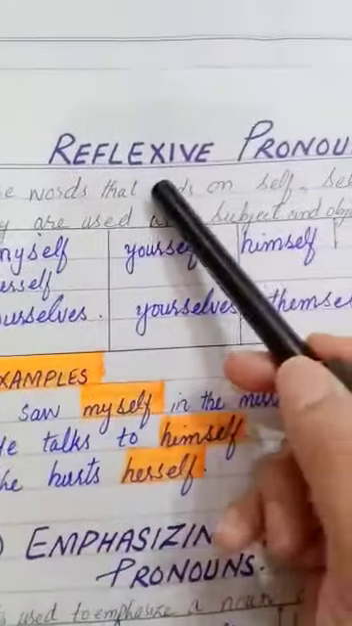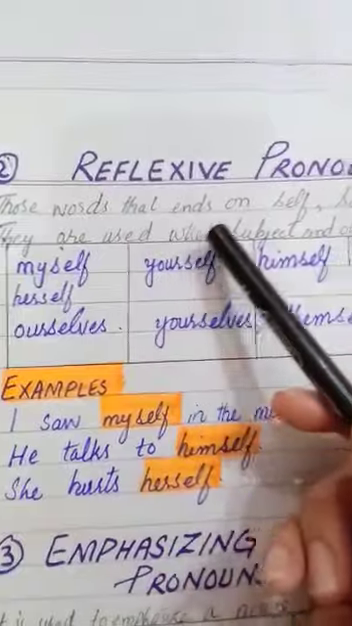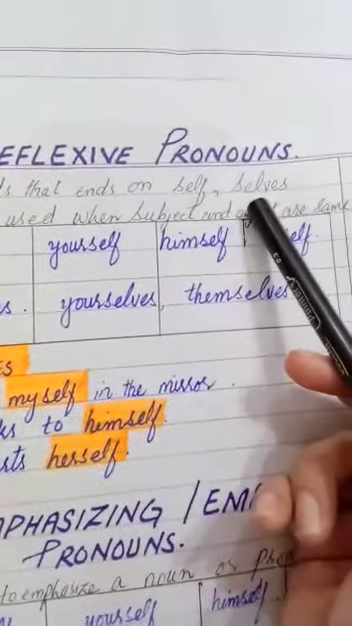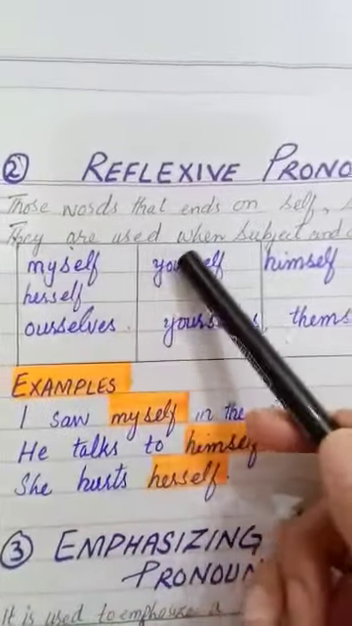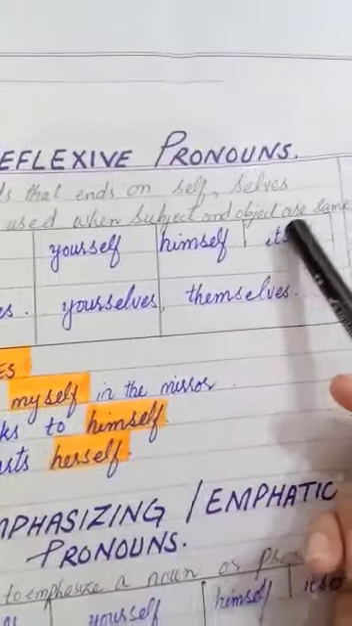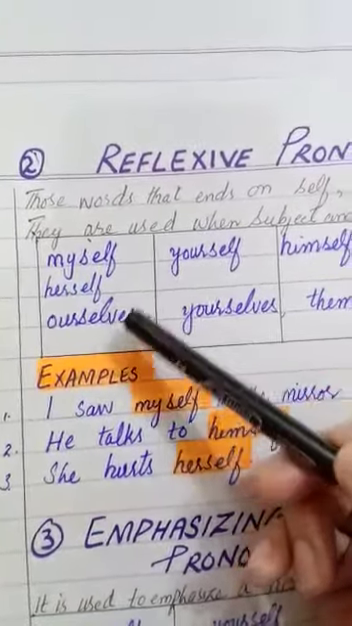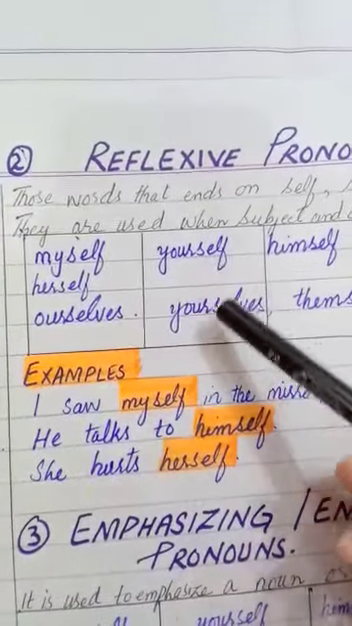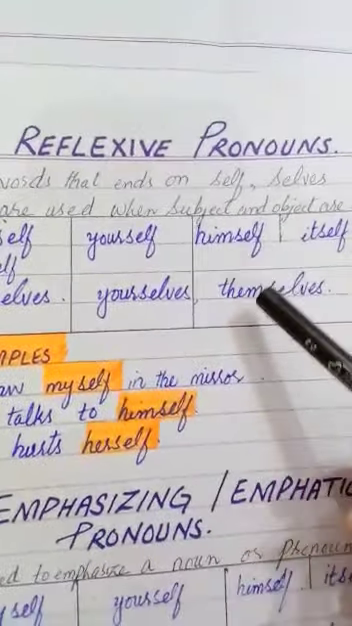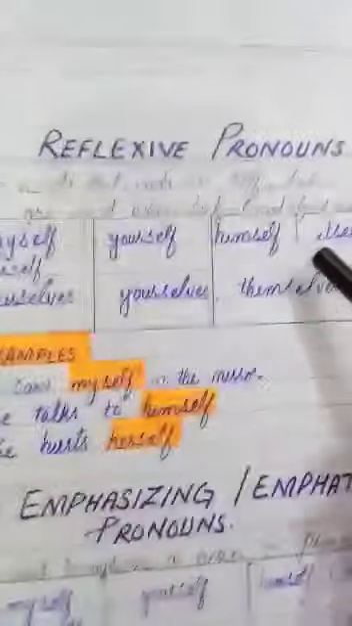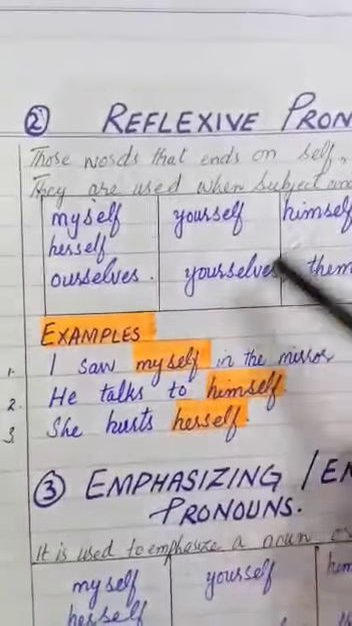Okay, dear students, now see further definition and second kind of pronoun. Second kind of pronoun is reflexive pronoun. Those words that end on self or selves are used when subject and object are same. For example, myself, herself, ourselves, yourself, yourselves, himself, themselves, itself. Now see the example and then you will be able to understand.